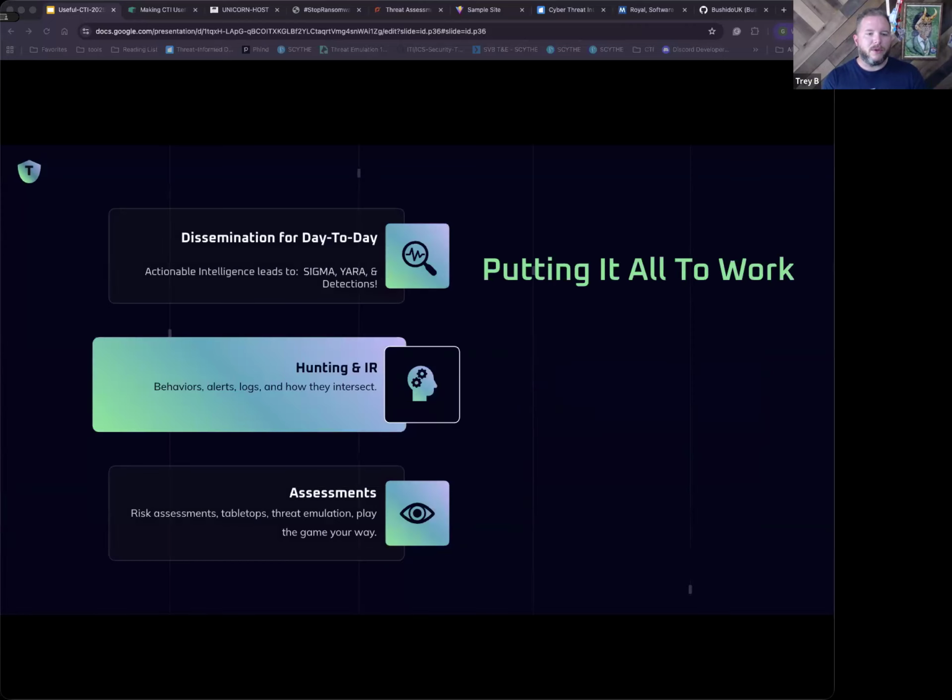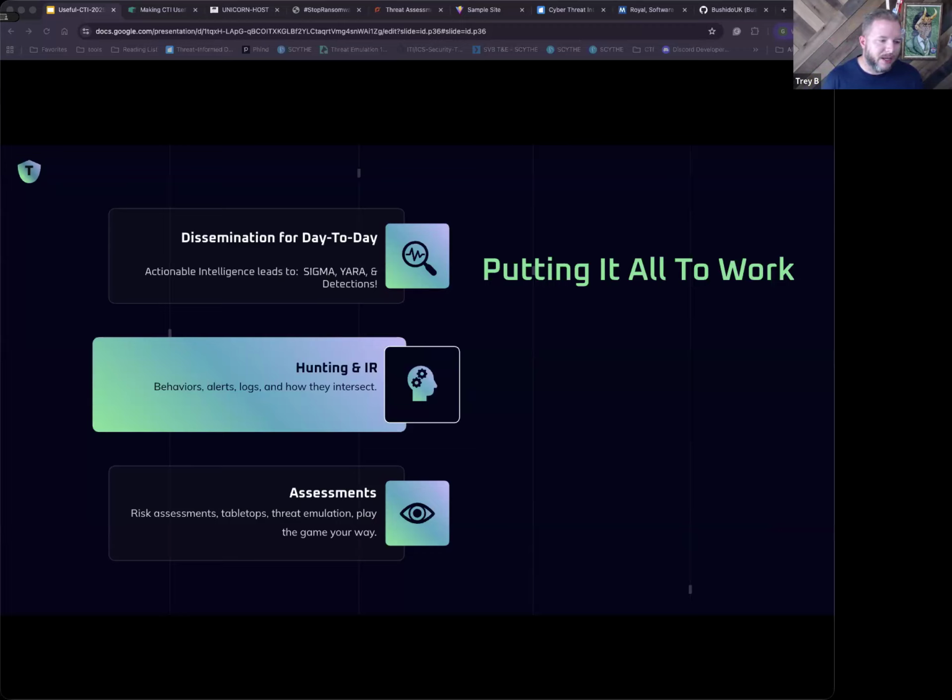So we went through this all. We need to put it to work. After CTI gathering, report writing, and dissemination, what are the outcomes that can happen from the use of this CTI? We can see this day-to-day: actionable intelligence from your teams, especially at the tactical level, can lead to new Sigma rules, new YARA rules, new detections being generated, all of those different routes. That's really what the information you guys are curating is going to be used for. That's the end goal, right? That's what you want to happen.